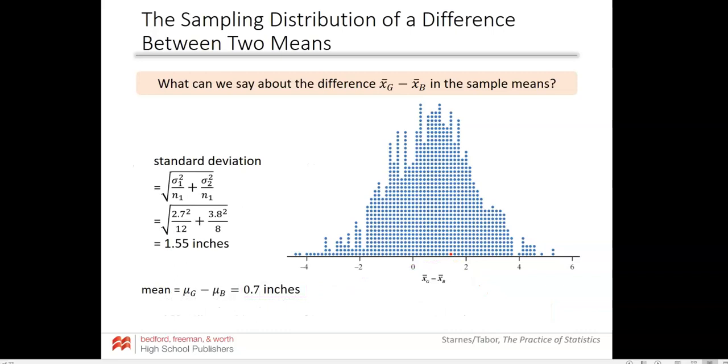So standard deviation. This is a new formula, and I should change this. Let me see if I can change it real quick. Okay, now it's displaying the correct formula there. So remember that the formula for an individual was just standard deviation divided by the square root of n. Here we have a big square root there, and we're adding instead of subtracting. Even though we're finding the difference in the means, the standard deviation is going to grow larger, so we have to add those two up. You just plug in the numbers, and you get your standard deviation, 1.55. You know it's normal, so now you can draw a normal curve if you needed to solve this problem.